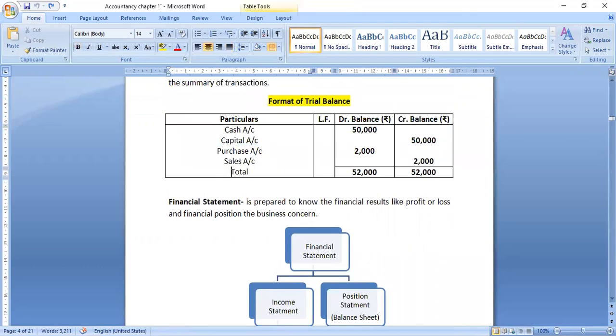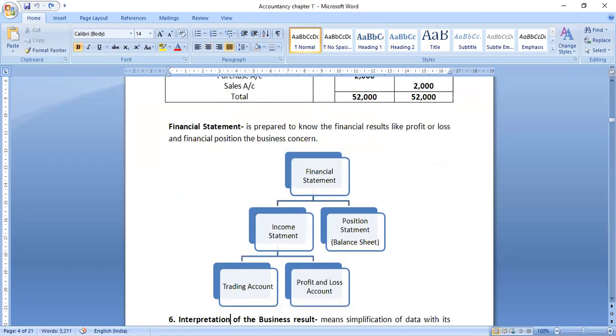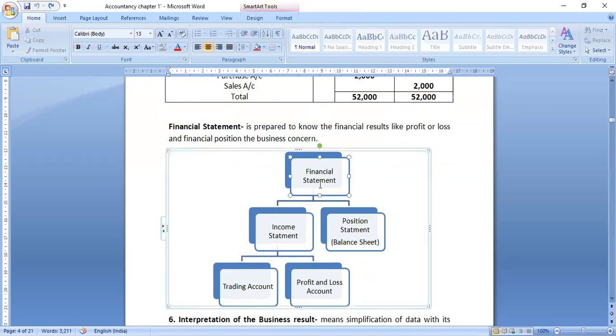Then you have to prepare the financial statement, and this statement is prepared to know the amount of profit or loss. You can see here there are two parts of the financial statement. One is the income statement, which tells you whether you are in profit or loss, and the position statement shows what is your position of the business. Means whether you are performing strongly or badly.